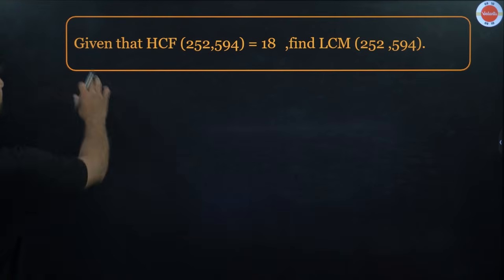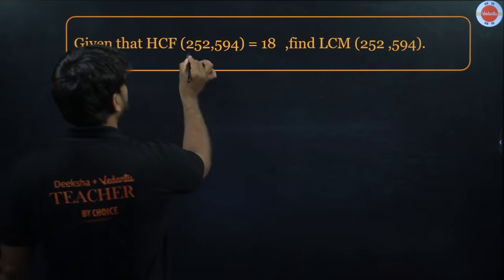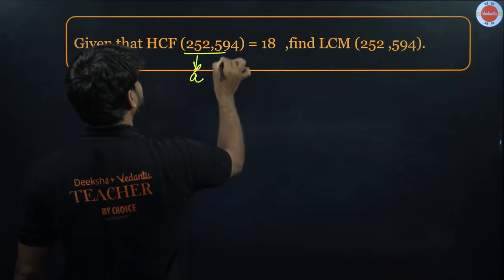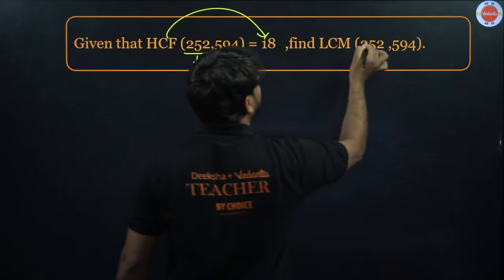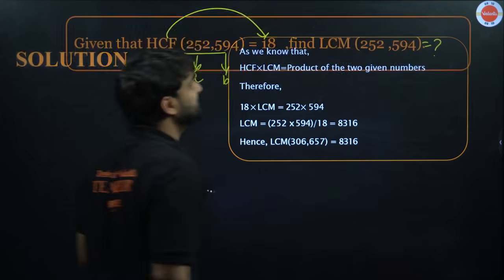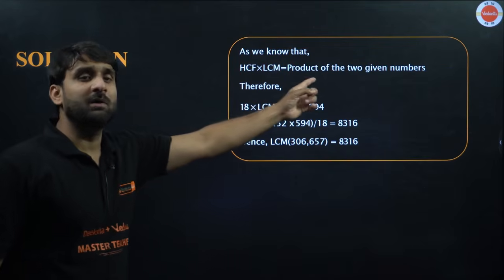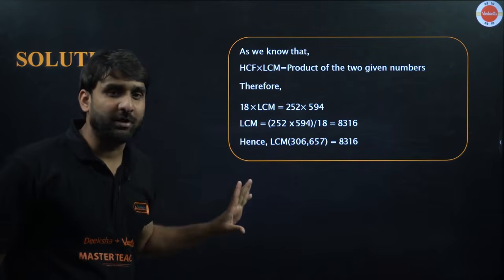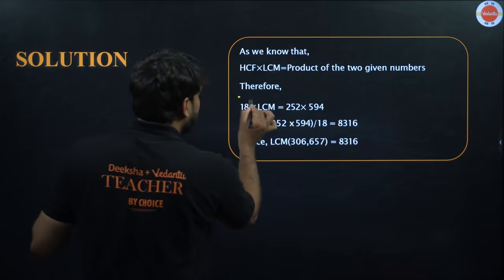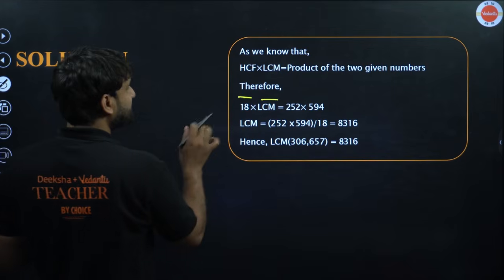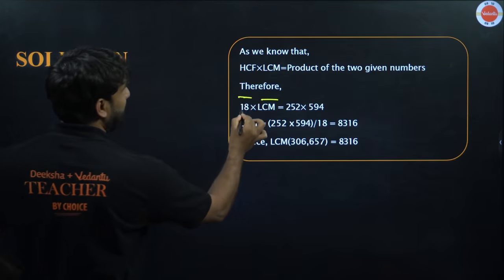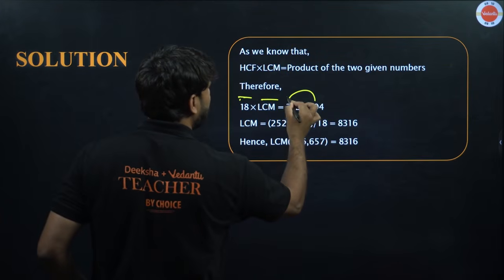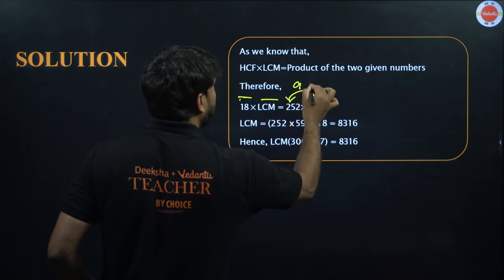Moving to next question. Given that, so we have two numbers. This is A and this is B, and their HCF is equal to 18. We have to find out LCM. What will be the LCM? So my dear champion, we have this formula. HCF and LCM is equal to product of two numbers. So 18 into LCM. 18 is given here as HCF. So 18 into LCM is equal to product of the number itself. This is A into B, right?